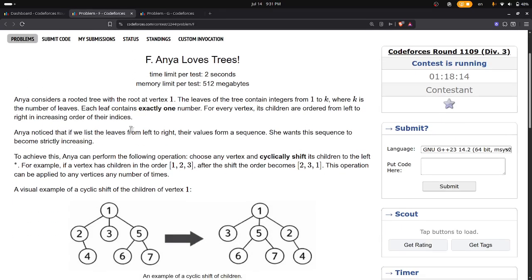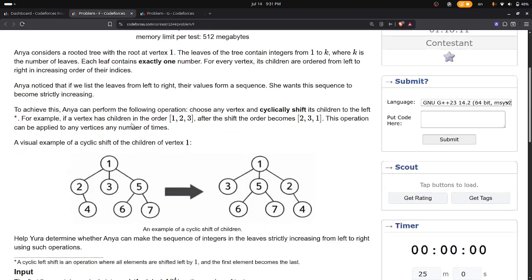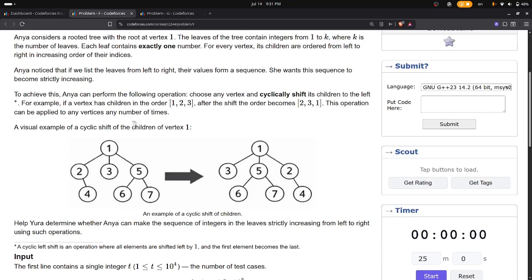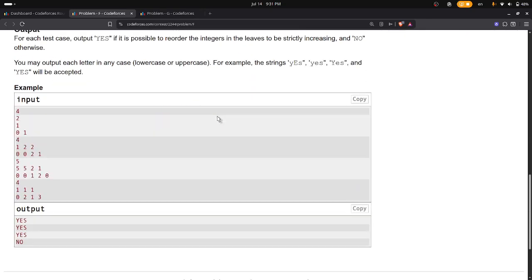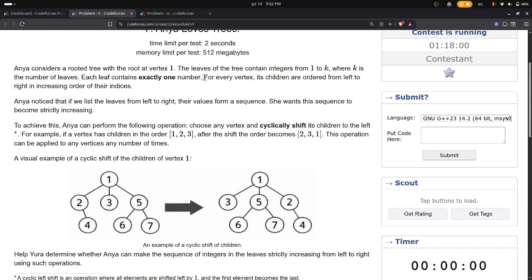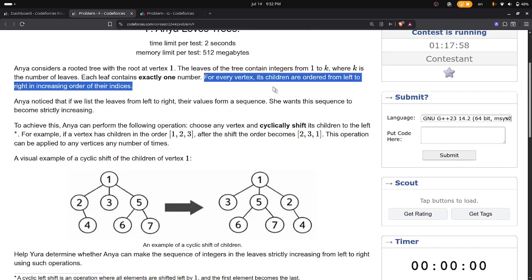Let's try problem F now. Consider a rooted tree with vertex 1 as the root. I like tree problems. Each leaf contains exactly one number from 1 to k. For every vertex, its children are ordered from left to right in increasing order of their indices. Okay.